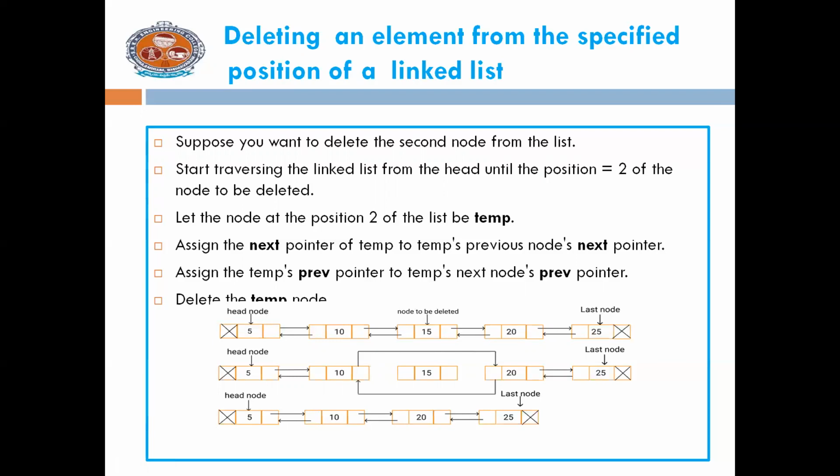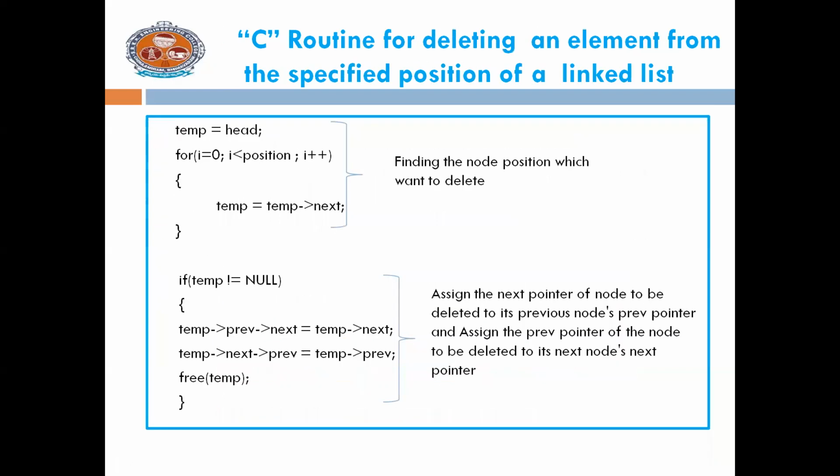Here temp arrow previous is this one, and temp arrow previous next means this node. This node must be assigned which value? Temp arrow next. And next you have to update this pointer also. This pointer is nothing but temp arrow next arrow previous, which should be replaced by which value? Temp previous. Okay, at last delete the temporary node.